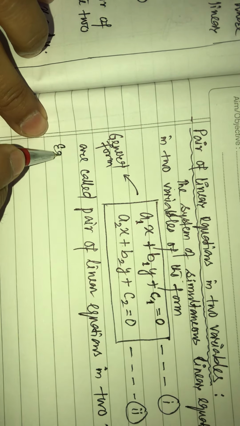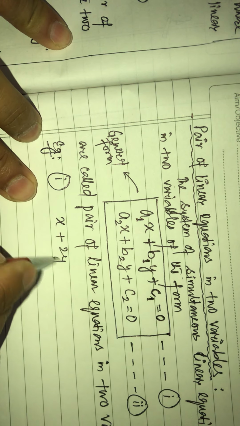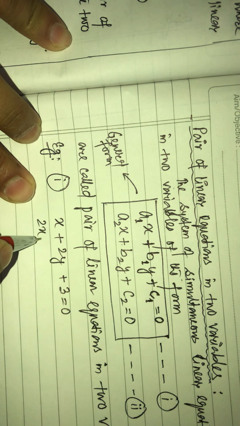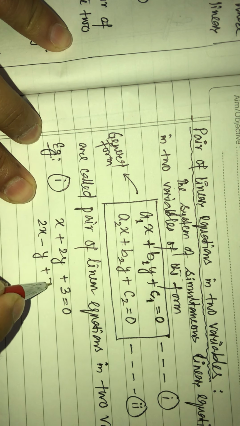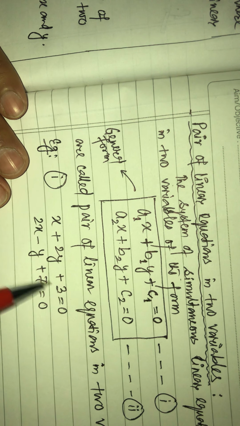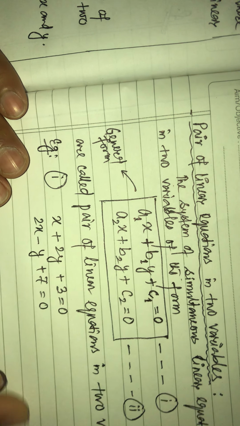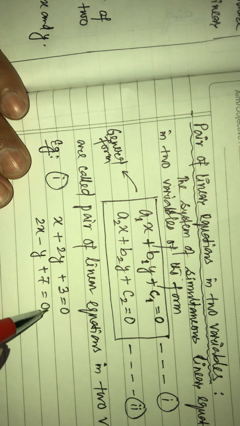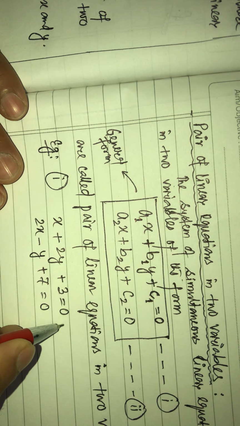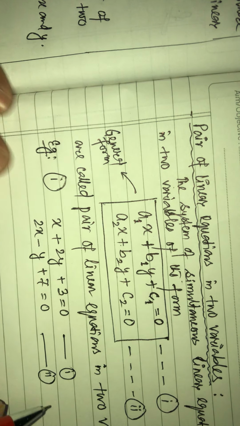For example, x plus 2y plus 3 equal to 0 and 2x minus y plus 7 equal to 0. See, both are coming together simultaneously. We wrote two equations, so we call it a pair of linear equations. In this chapter, everywhere you'll get a pair of linear equations in two variables, 2 at a time. So first we'll mark equation 1, and this is equation 2.